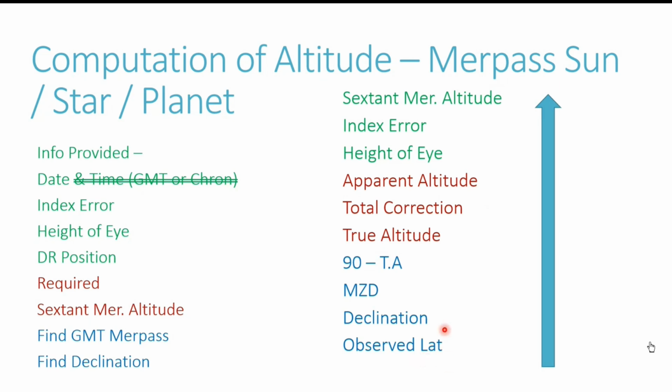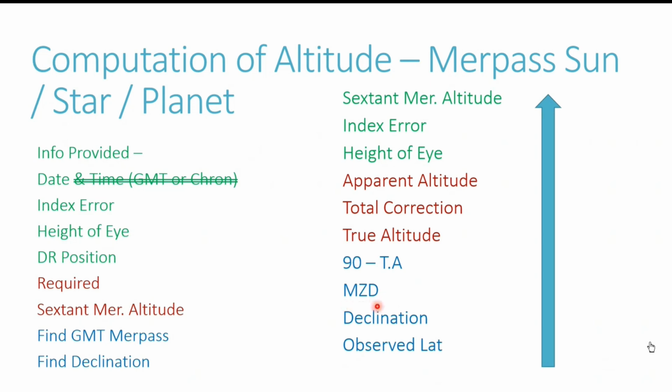Now let us see how we proceed ahead. To the DR latitude, we first combine the declination of the body. The declination is already obtained from the almanac. So declination and latitude, depending upon their names, are combined. In some cases, they may be added up. In some cases, one may be subtracted from the other. And doing that, we obtain the MZD, the meridian zenith distance of the body.